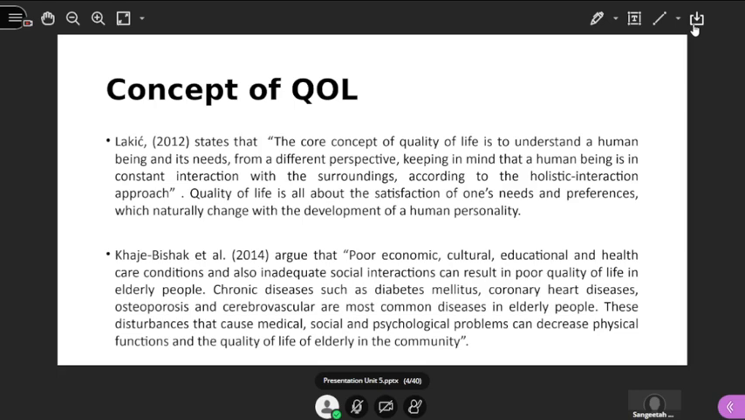We also have chronic diseases such as diabetes, coronary heart diseases, osteoporosis, and cerebrovascular diseases, the most common diseases in elderly people. These disturbances that cause medical, social, and psychological problems can decrease physical function and the quality of life of elderly in the community. So the two definitions.